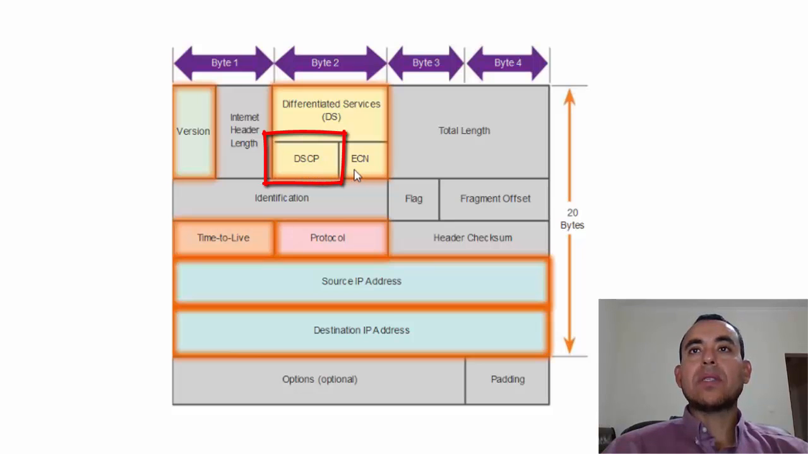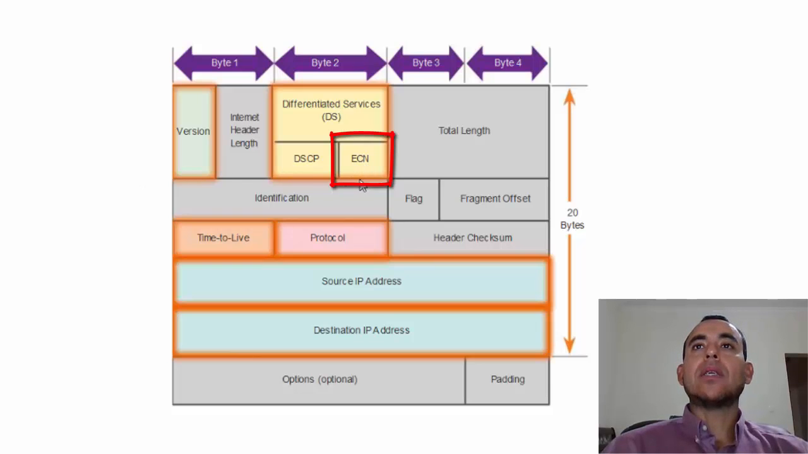This field is divided into 2 parts. The first 5 bits represent the differentiated services code point, and this is like a priority of the packet. As we have explained before, each packet will have a priority to identify whether this is video traffic or audio traffic or data traffic, and based on that the router will route the different packets according to a certain priority. The last 3 bits mark what we call explicit congestion notification.